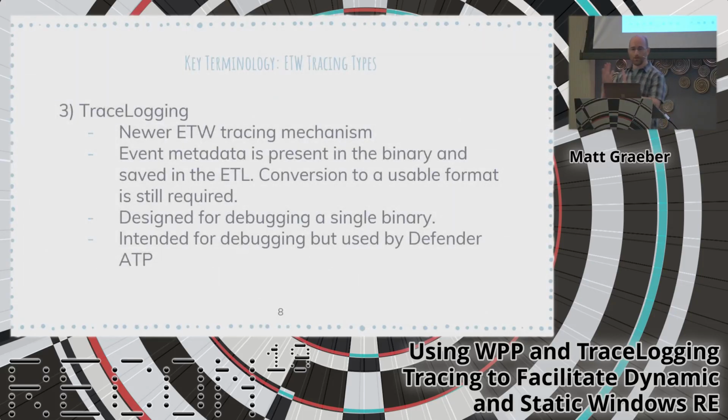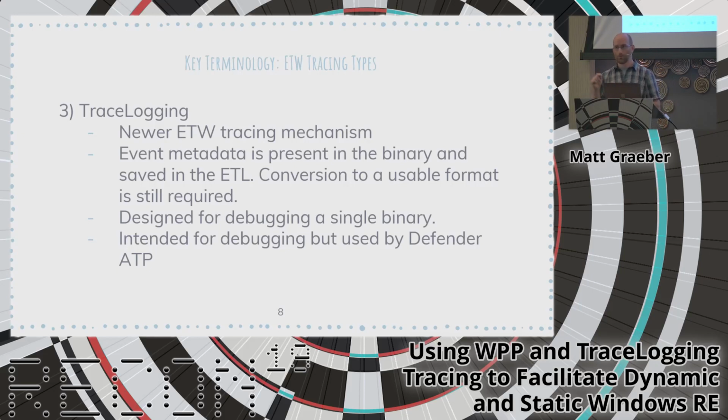Okay, all right, so the last tracing type is TraceLogging. I forget exactly when this was introduced, but it seemed to come to the surface around the Windows 8 era. The cool thing about TraceLogging is that all the event metadata is stored in the binary itself in a big binary blob, but there's a header file that you can read and you can write your own parser. I wrote one that's on GitHub. This, again, is designed for debugging, and it's intended so that ideally only one binary should be writing to those specific providers.